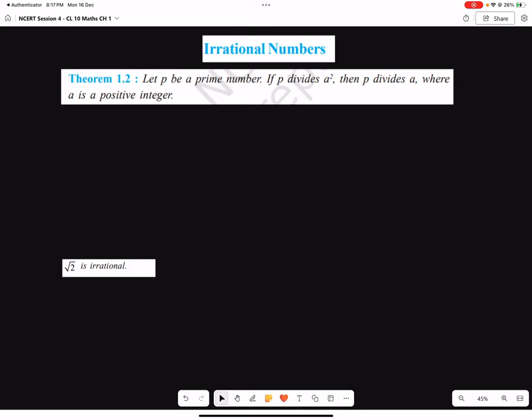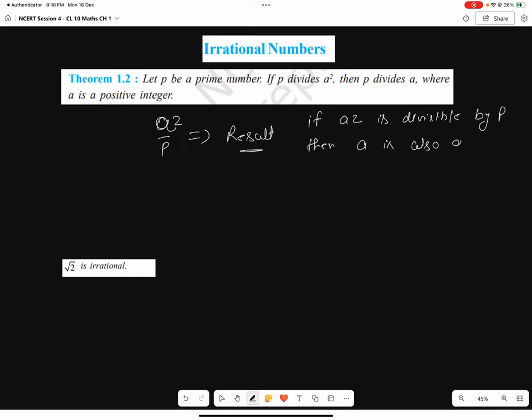This theorem says: let p be a prime number, if p divides a square then p divides a, where a is a positive integer. So if you want to write it down, we can say a square upon p, and the result can be anything, right? So don't look at the result, but just focus on this part. This part says if a square is divisible by p, then a is also divisible by p.